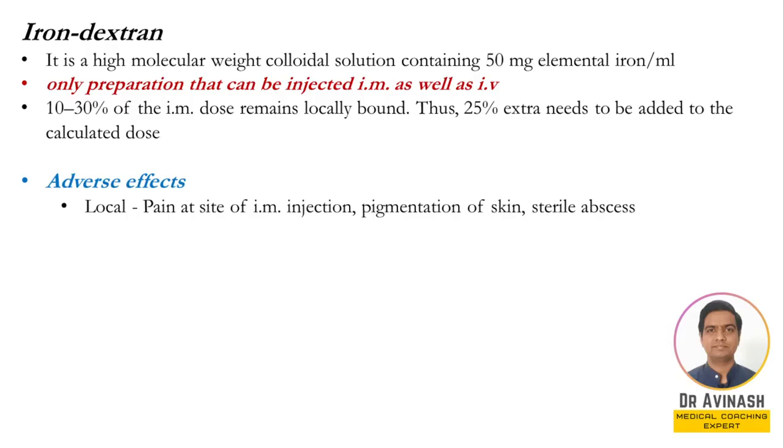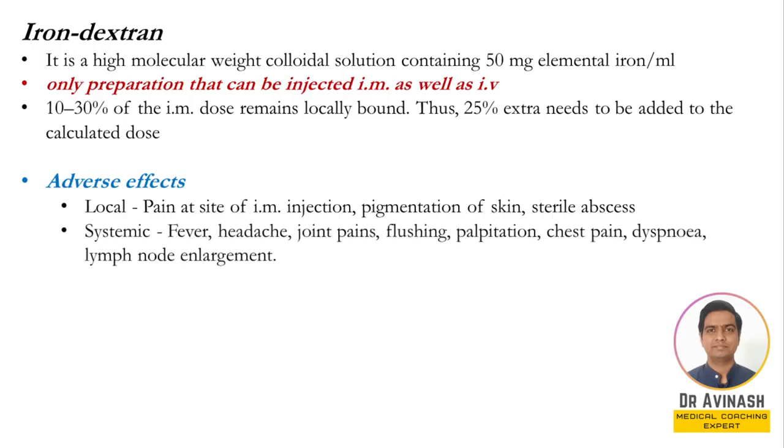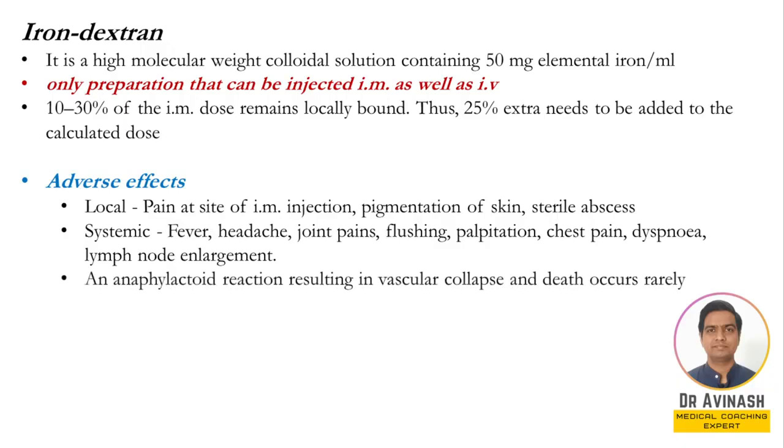Iron dextran is painful. If not given properly, it will stain the skin, and it is known to cause sterile abscess. Sterile abscesses are abscess or pus-filled cavities without any bacteria. So iron will kill the muscle cells, and it will cause an abscess formation. Once it reaches the blood, it can even cause fever, headache, joint pain. The entire body can become red. Flushing will happen. The person can feel his own heartbeat, palpitations, chest pains can happen. Dyspnea, lymph node enlargement are common signs.